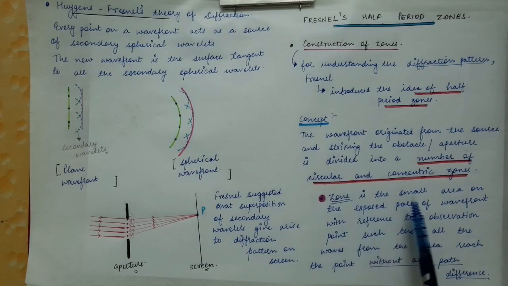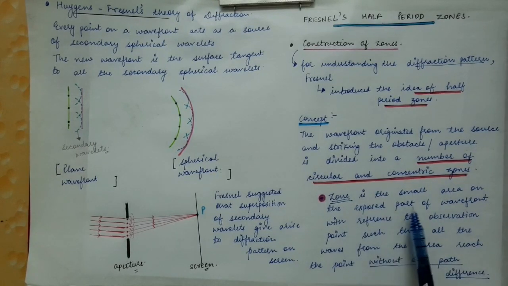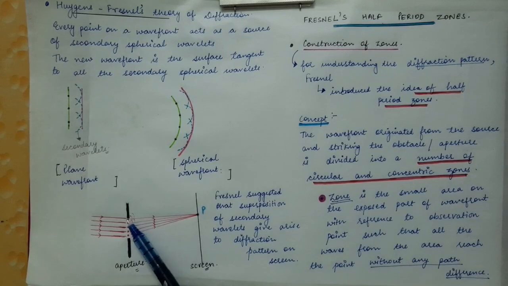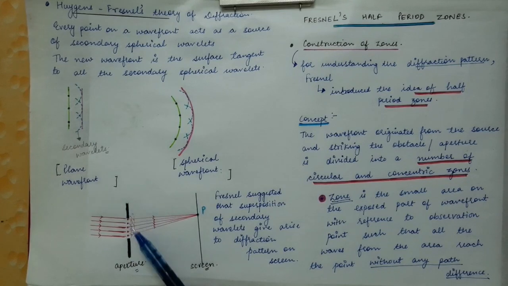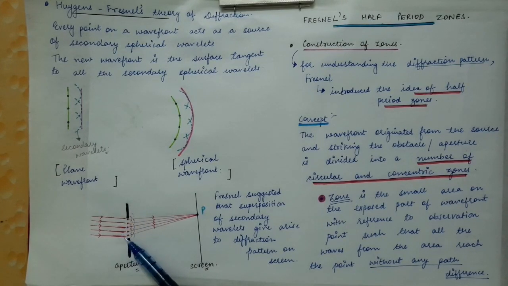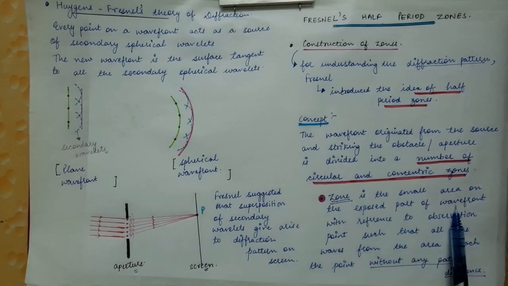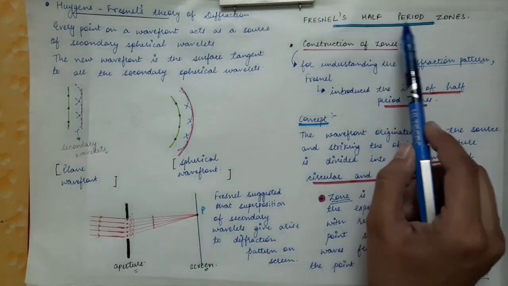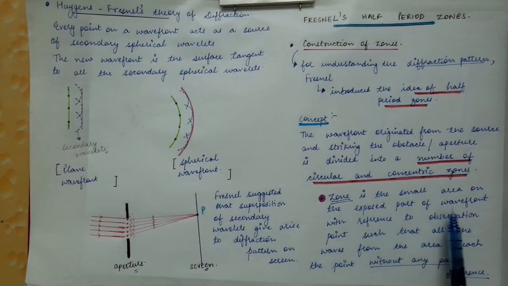Now this zone is a small circular area on the exposed part of the wavefront. The part of the wavefront which is falling on this aperture is called the exposed part of the wavefront, because all the other part of the wavefront is obstructed by this obstacle. So only a small portion of the wavefront falls on the slit, and that is called the exposed part of the wavefront. The zone we are talking about, the half period zone, is a small area on the exposed part of the wavefront with reference to the observation point.